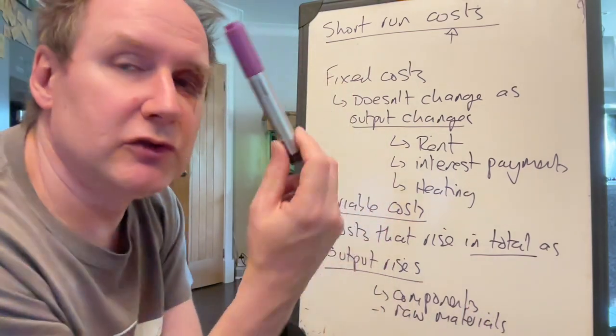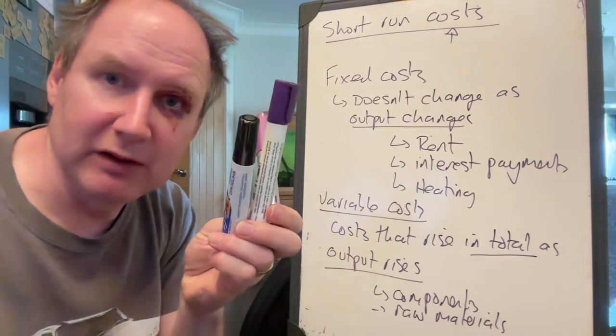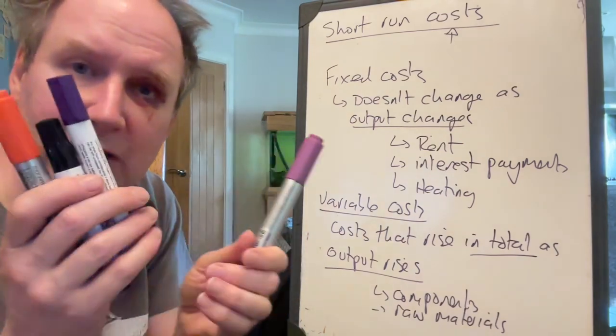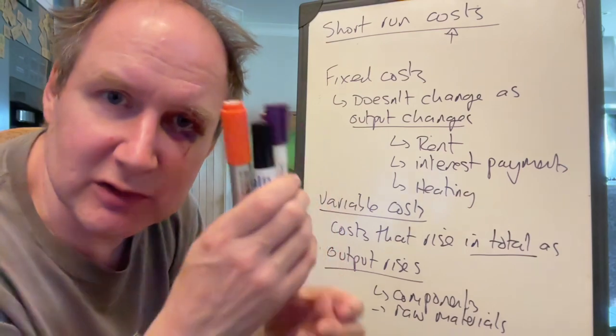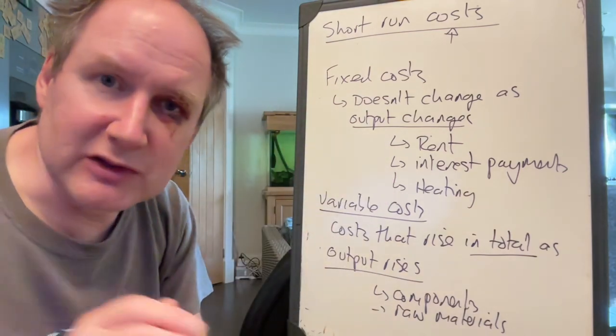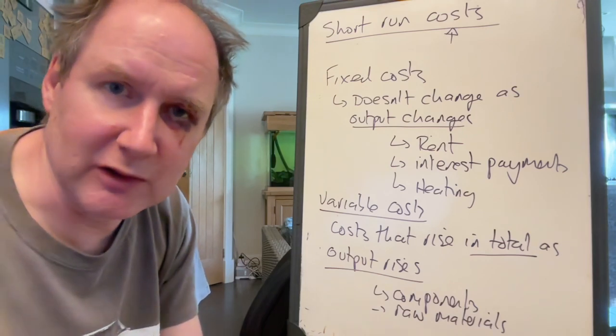So fixed costs do not change in total as we make more pens. Variable costs, as we make more pens, they do change in total. We need more plastic to make 4 pens than we need to make 1 pen, but we don't need more rent to make 4 pens than we need to make 1 pen. And that's the difference between fixed and variable costs.